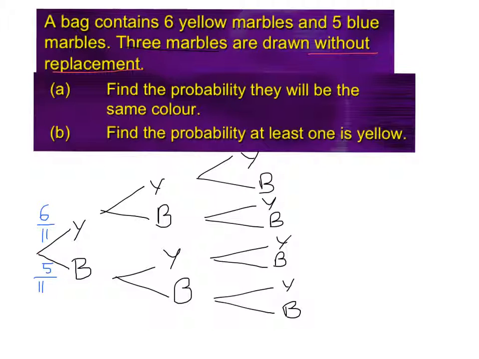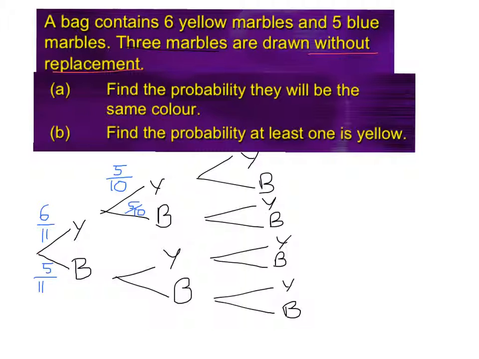Now if our first marble chosen is yellow, that means there is 1 less yellow. Instead of 6, it's going to be 5. And also the total number of marbles has gone down to 10. There's still going to be the original 5 blue marbles. So this probability of getting a blue is going to be 5 out of 10. You can see we got that by discussing that there was 5 blue initially, and there's still those 5 blue in there.